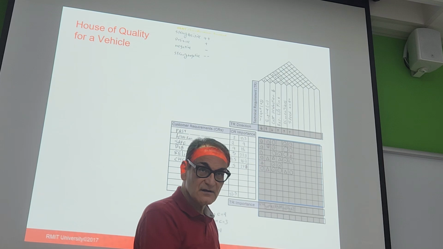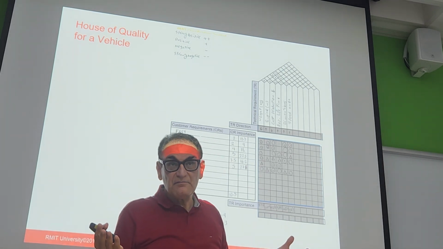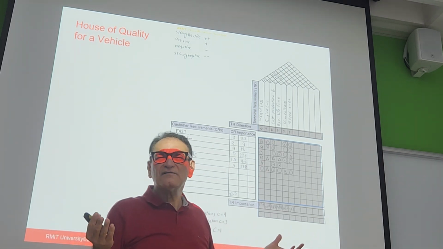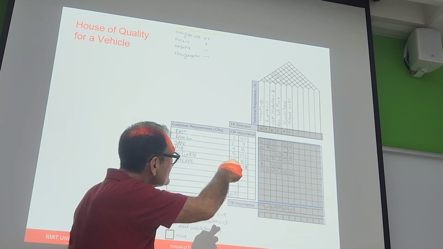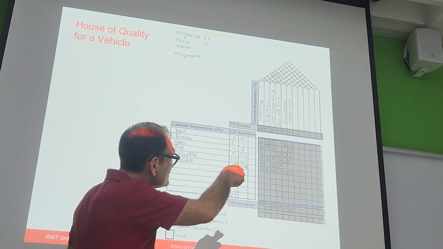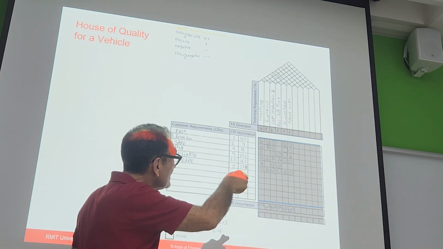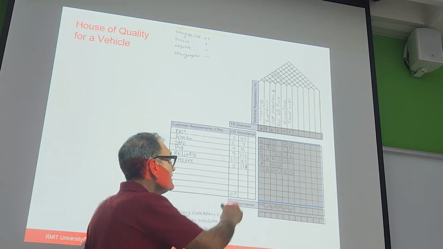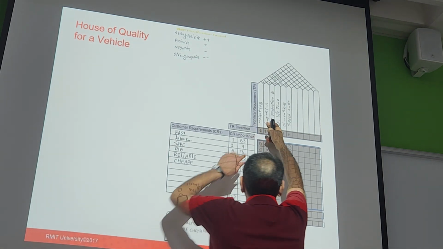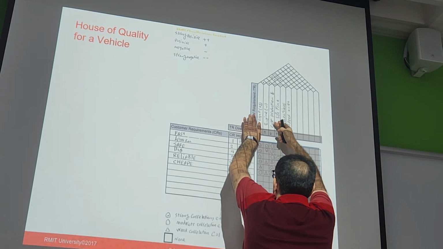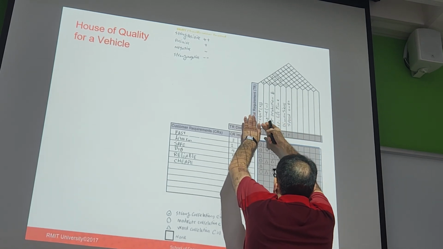Is that correct? You choose one of them. Choose what? Choose between this technical and this. This and this. How many? One and this.